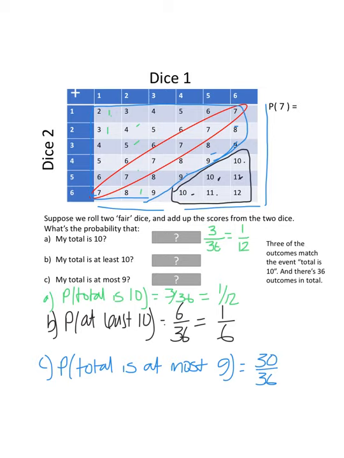Or I could look and see what's more than 9, 1, 2, 3, 4, 5, 6, and then subtract that from 36 to give you 30 over 36. Dividing through by 3 would give me 10 over 12, and dividing both by 2 would be 5 over 6.